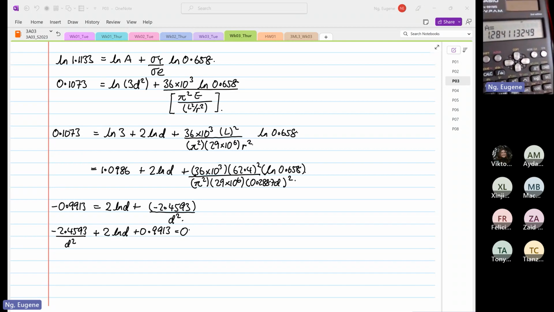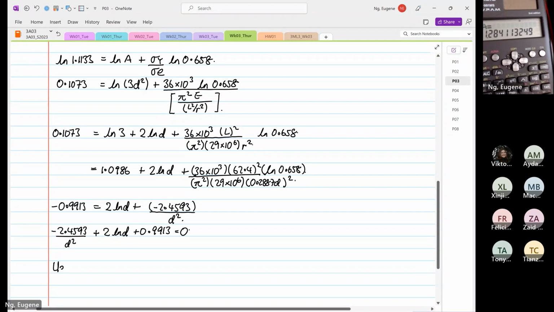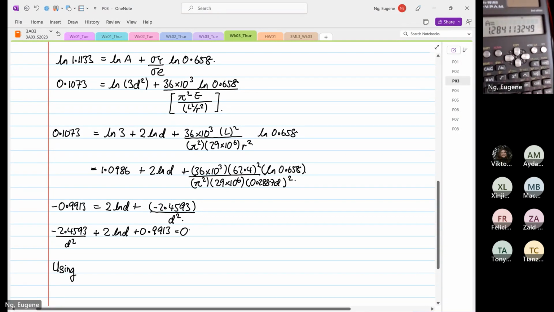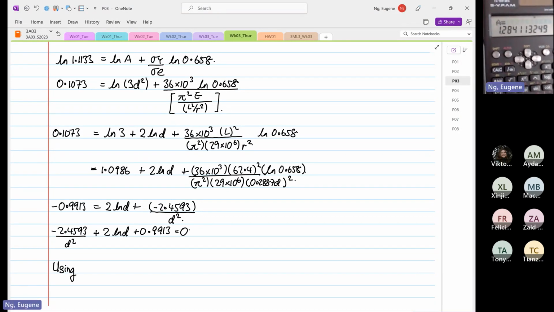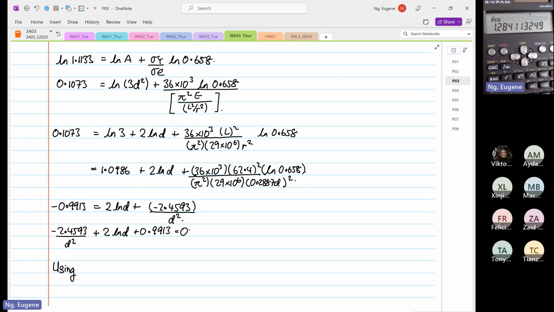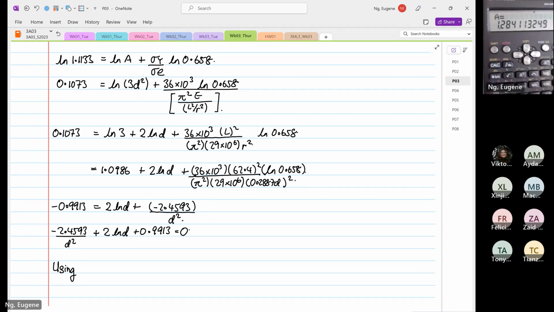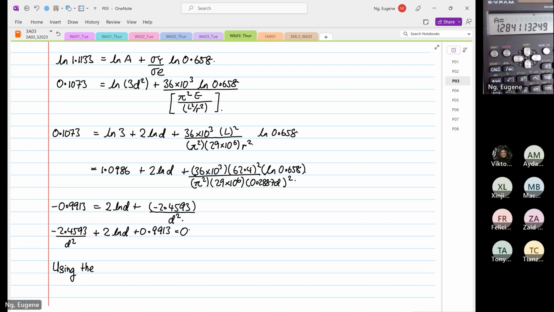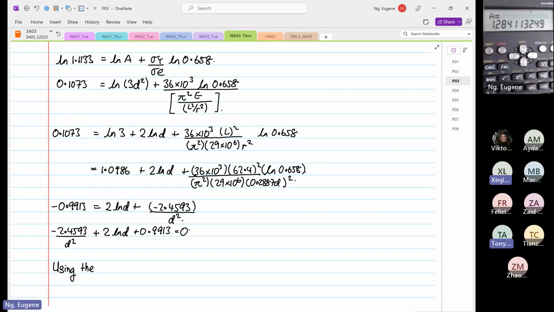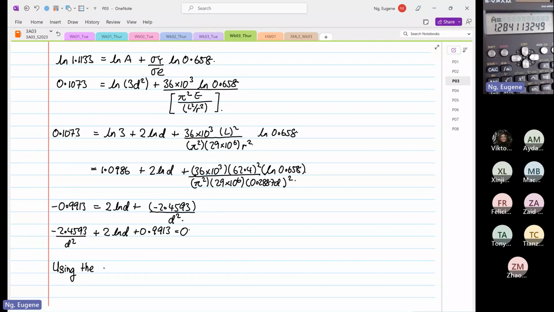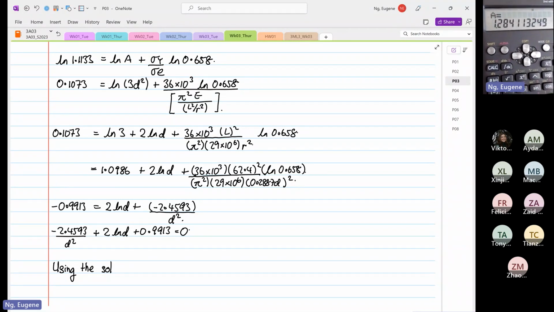So using the solver, can you, what are you seeing now? Are you seeing my tablet or no? Okay, so using, can you see what I'm writing now? Yes or no? I'm confused now. Yeah. Yeah. Yeah. Okay, I'm confused. I don't know whether is it the camera or me now.